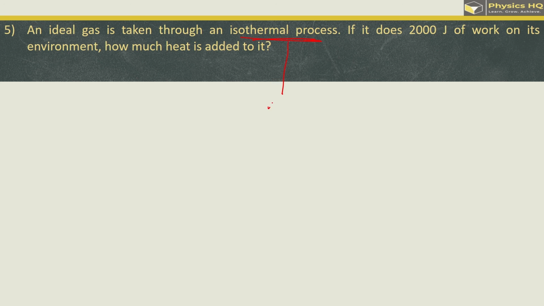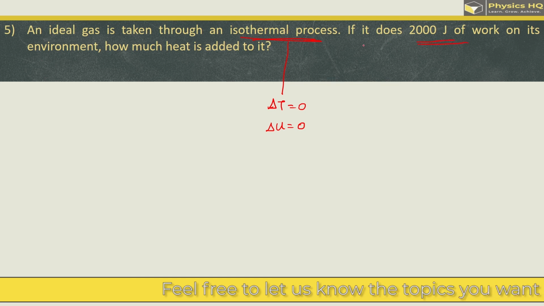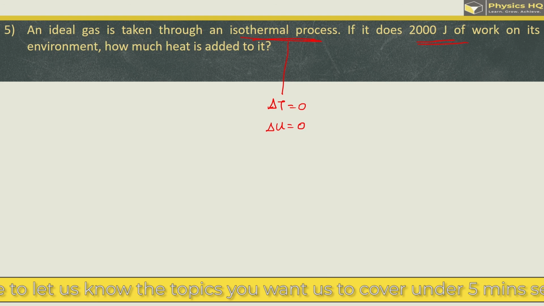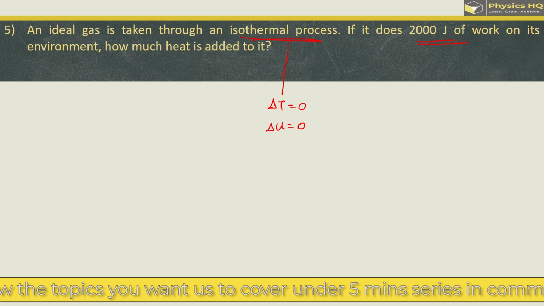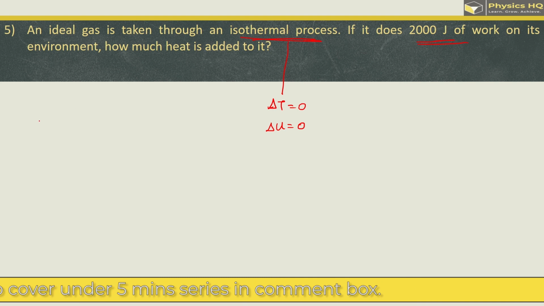Next, an ideal gas is taken through an isothermal process. Isothermal process means the change in temperature is 0. Also, the change in internal energy will be 0 if there is no change in temperature. So they are asking if it does 200 joule of work on its surrounding. Work on the surrounding means the gas is expanding, and in this case the work done will be considered as positive. How much heat is added to it?